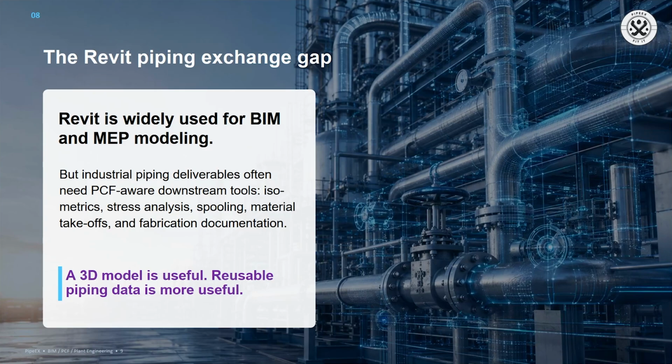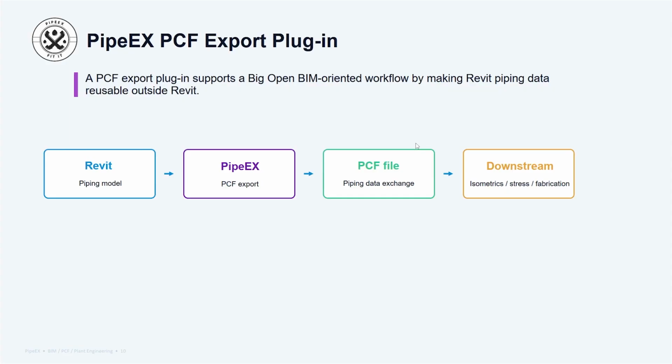I'll give you an example. A team may have piping models in Revit, but downstream tools may require PCF for isometric generation, pipe stress analysis, or fabrication documentation. So the question becomes, how can we move Revit piping data into the plant engineering toolchain? This is where a PCF export plugin for Revit becomes useful.